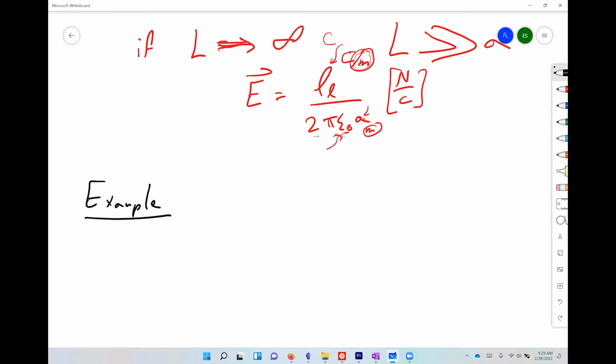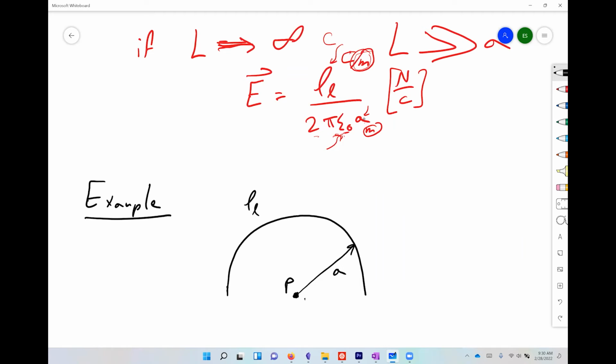What if I have a semi-hoop, so a hoop that's cut in half? Let's say I have something like this, a semicircle, and I'm trying to find the field at the center. So I have rho L here. The good coordinate system we can use is again a cylindrical coordinate system, but we're looking at it from above. This has a certain radius A, so the radius is fixed.